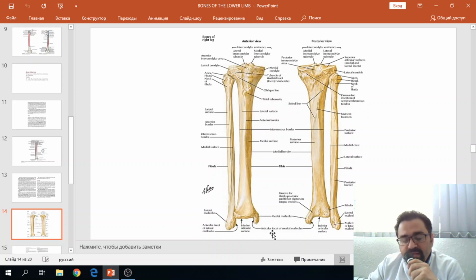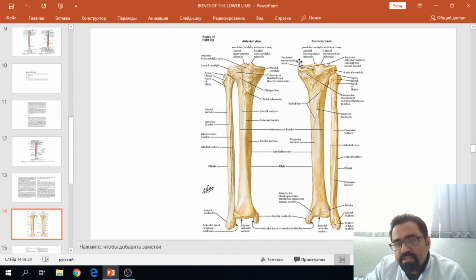The lower end has the inferior articular surface. It articulates with the tarsal bones, and then there is the anterior facet of the medial malleolus. The malleolus is a downward extended part on the medial side. This is called the medial malleolus. We have the lateral malleolus on the fibula. These two bones act as one unit because of the intervening interosseous membrane.